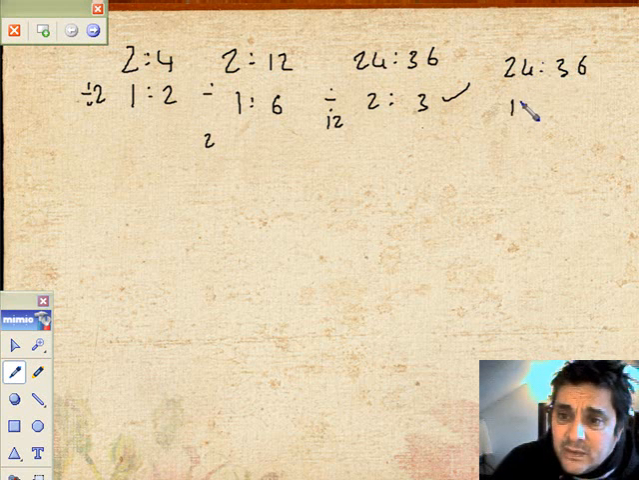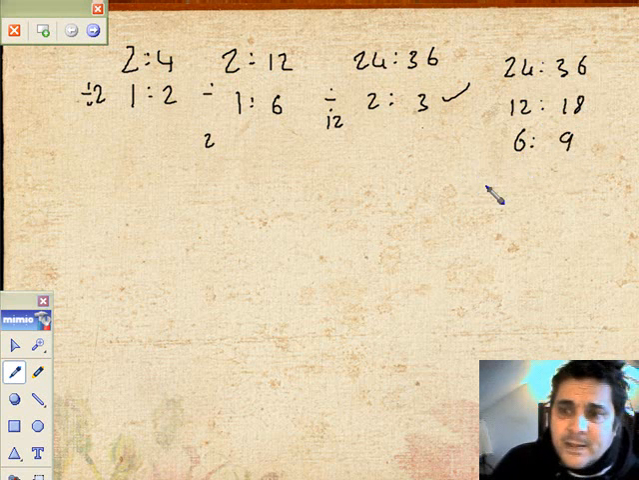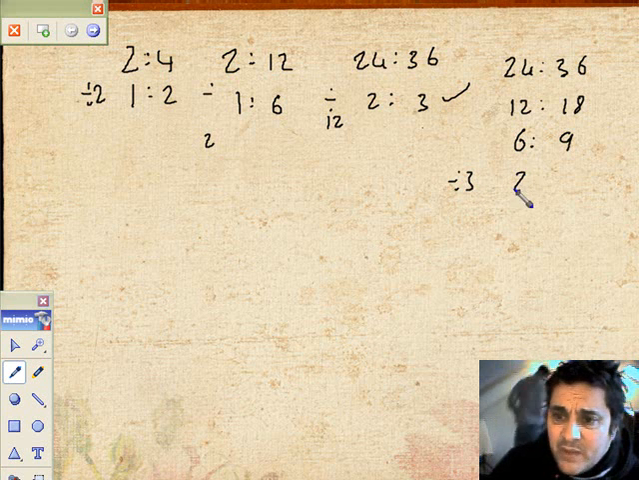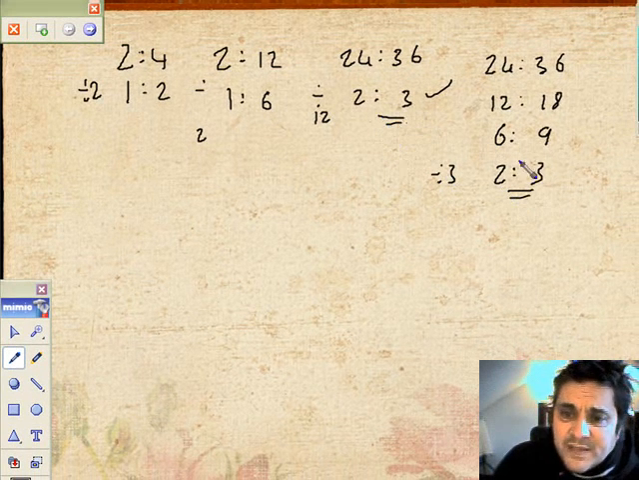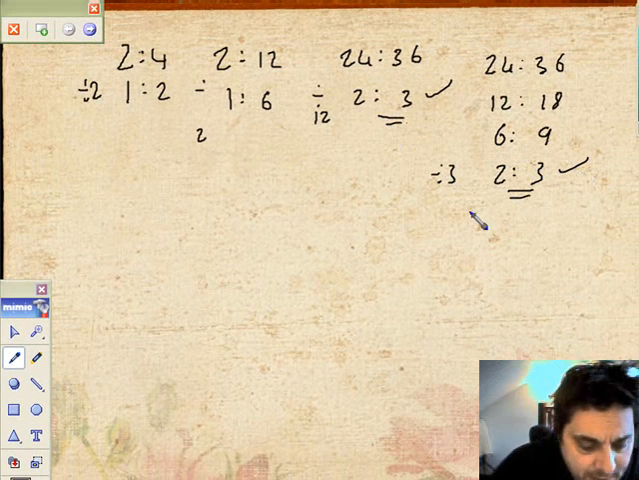So halve it down. 12 to, is that 18? Halve it down again, so even numbers. 6 to 9. We can't halve the 9, so we find the highest common factor, which is 3, so we can divide each part by 3. So 6 divided by 3 is 2, 9 divided by 3 is 3, and we arrive at the same answer anyway, so we know we've got it right.